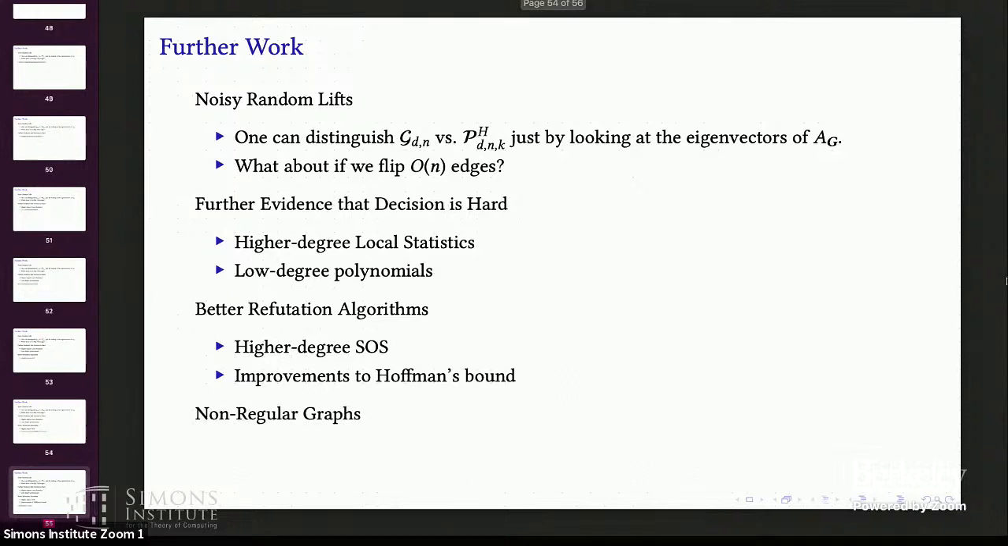And then finally, I think the most interesting next question is, how do you do this in the case of non-regular graphs? So let's say you wanted to quietly plant a coloring in a sparse Erdős-Rényi graph. How would you do so? Because there's no natural analog of this random lift in that case. And so it, I think, is a really nice question, and I'm not quite sure how to answer it.